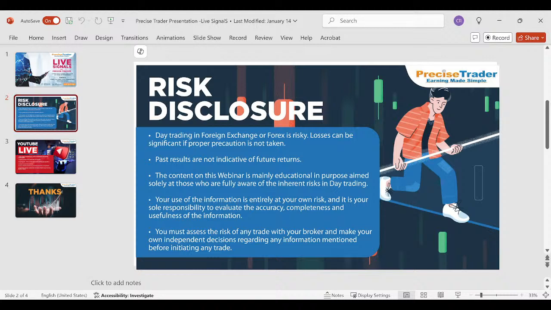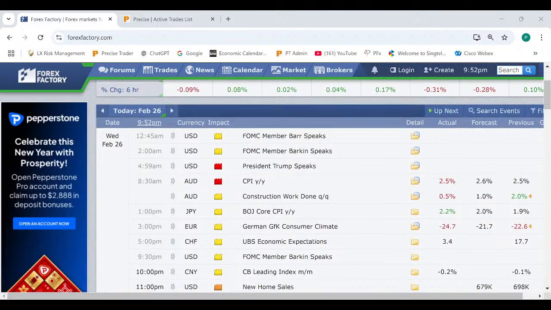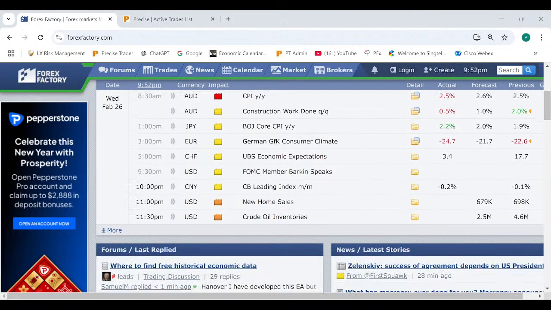So, with that, I think we move on to our live trades. The key data that is going to be out today is new home sales at 2300 hours, and at 2330 we are going to get crude oil inventories. So these are the two data that are going to be out.